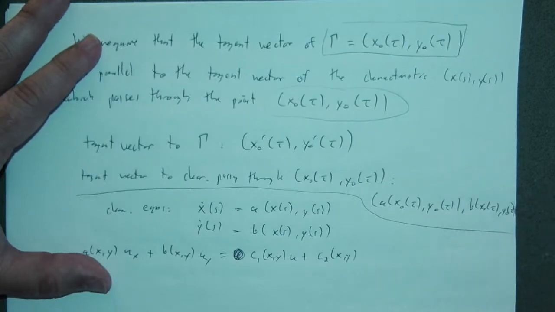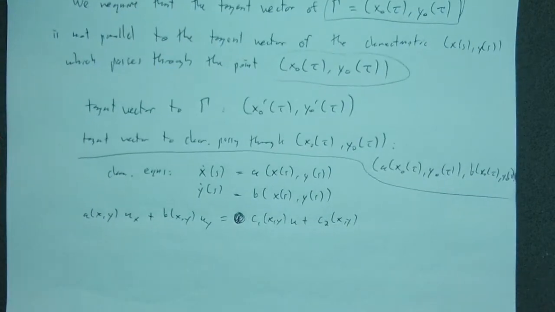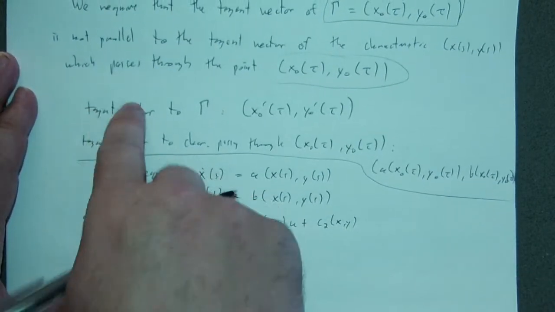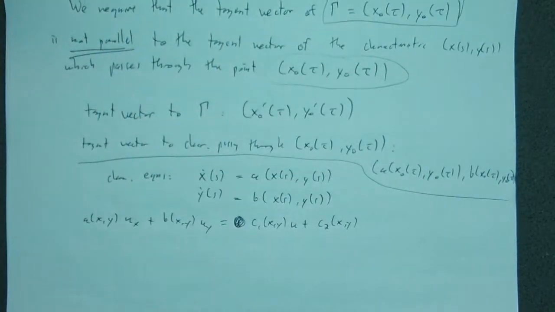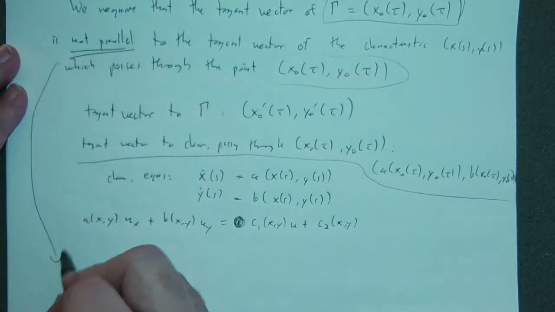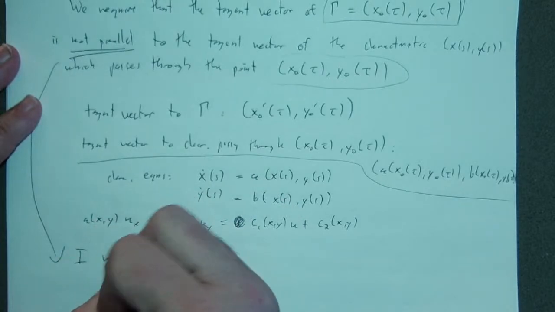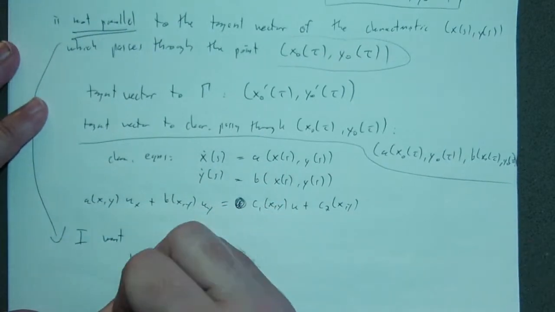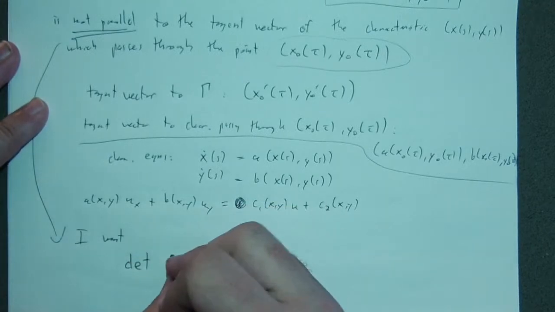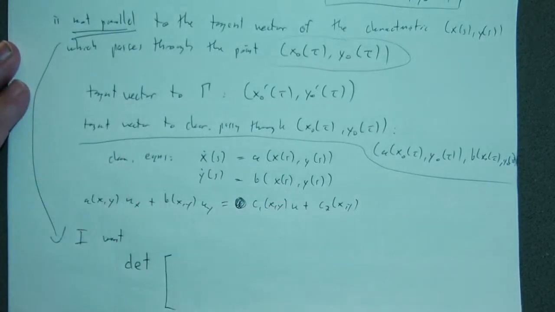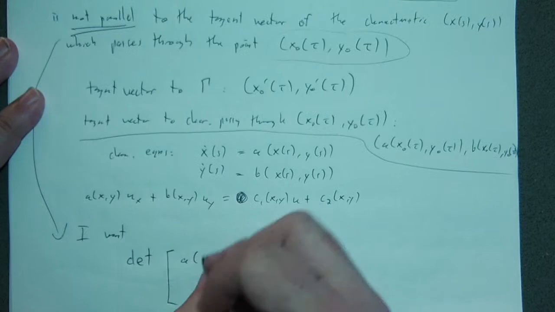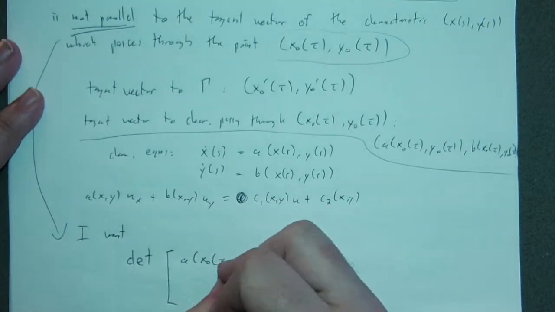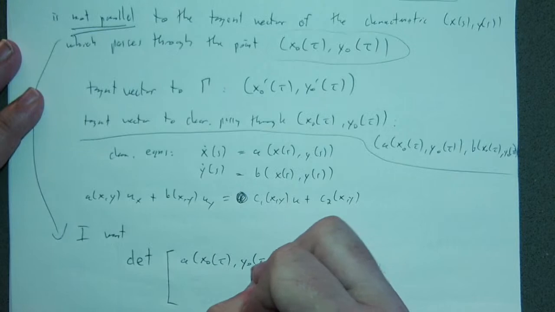I know I'm running out of paper here. So I have two vectors, and I want them to not be parallel. So what's the condition then? I want the determinant of the matrix, where I take those two vectors and put them as columns, to be non-zero. So here is the characteristic tangent vector.